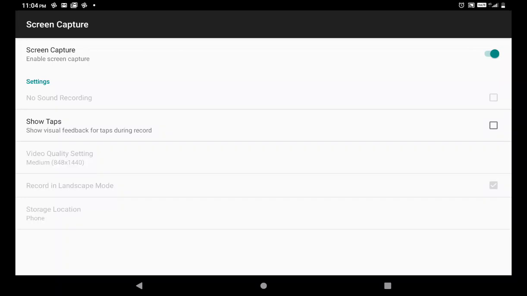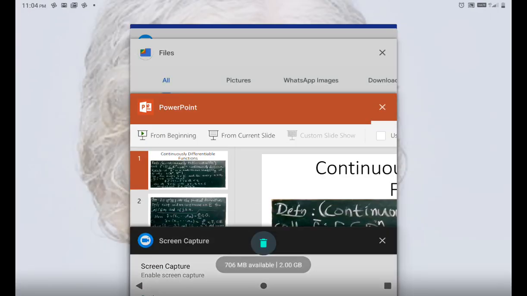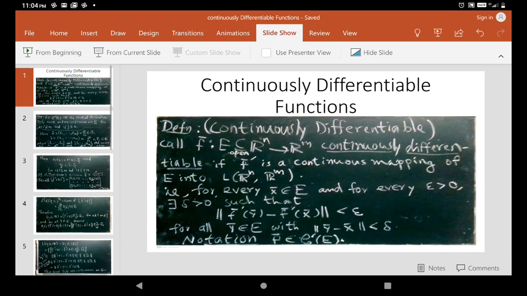Hello students, ഇന്ന് നമ്മൾ continuously differentiable functions എന്നുള്ള concept പഠിക്കാൻ പോവാണ്, പിന്നെ അതിന്റെ ഒരു characterization. So first we will start with the definition of continuously differentiable functions.